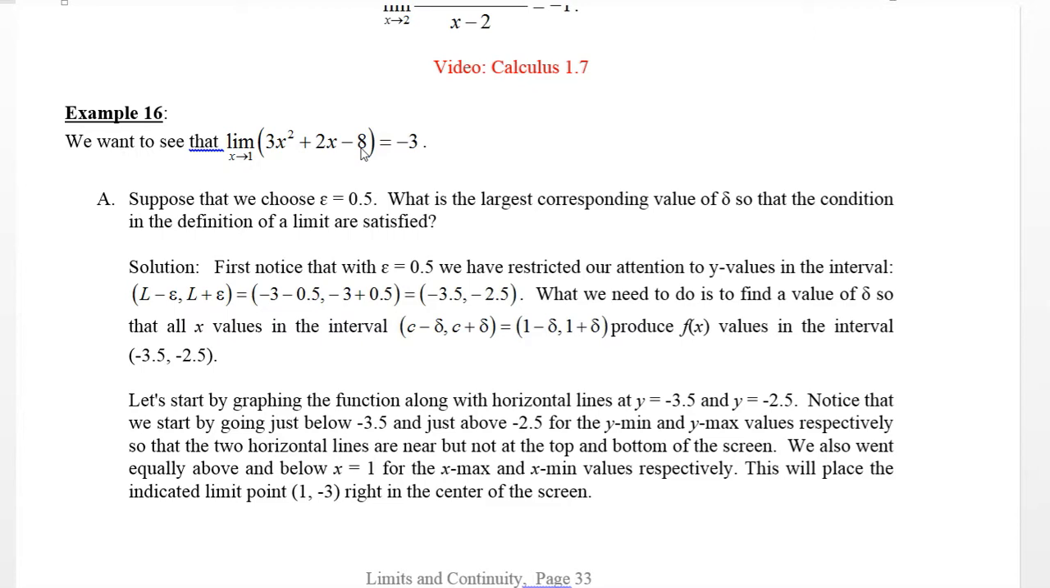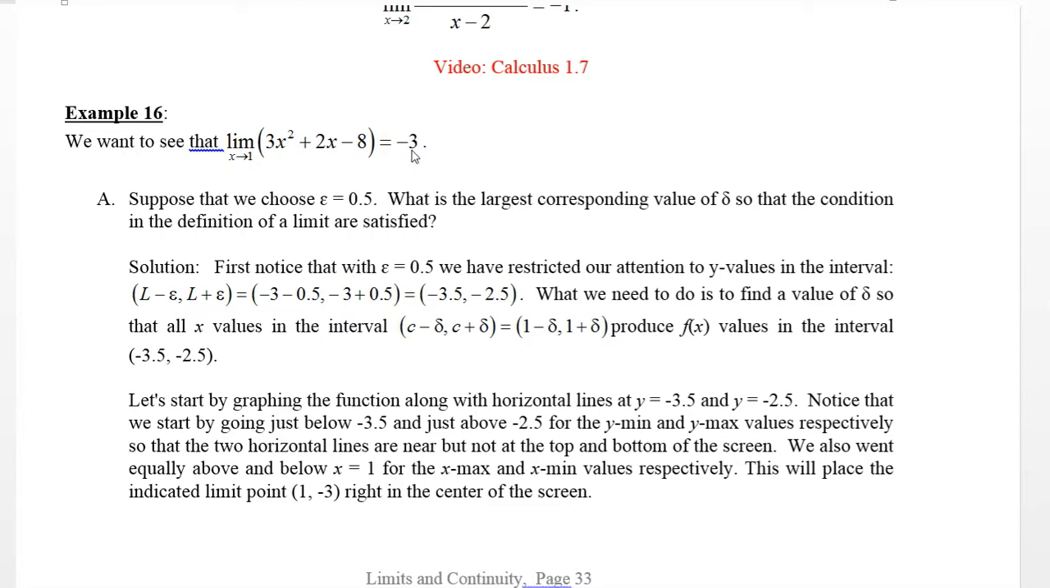Now intuitively, just by graphing a lot of quadratics in the past, we know that it's all one connected piece, so it should be a continuous function. We should be able to find the limit here by just plugging in 1 for x and evaluating it. When we plug in 1, we get 3 plus 2 is 5, minus 8 is negative 3. So the limit is negative 3, and that's going to be our claim.